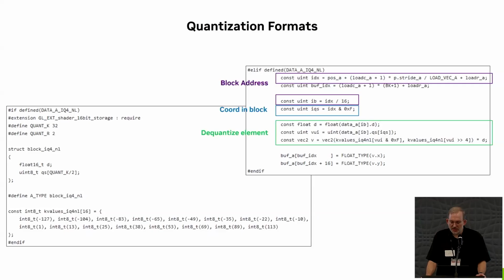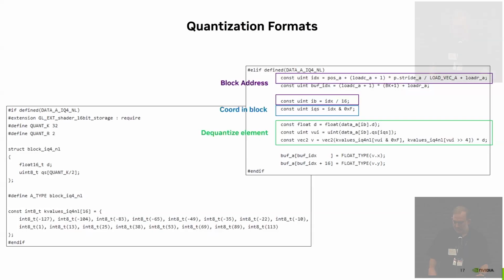Now, if you focus on the dequantization logic for this specific format, they all follow a pattern. They need to compute the index of the element that's being loaded, and then from that index compute the block address and a coordinate within the block, and then actually do the dequantization logic, in this case, the lookup table and scale. So, like I said, they all do this. It's a pattern, and we can design an API around that pattern.